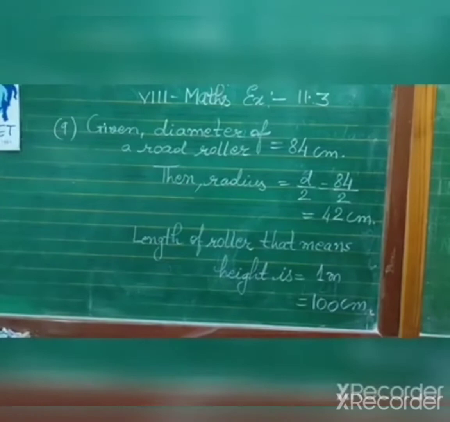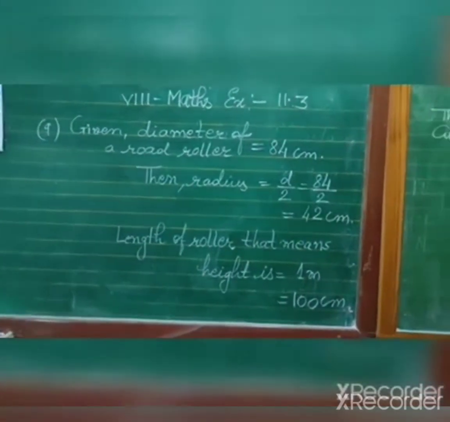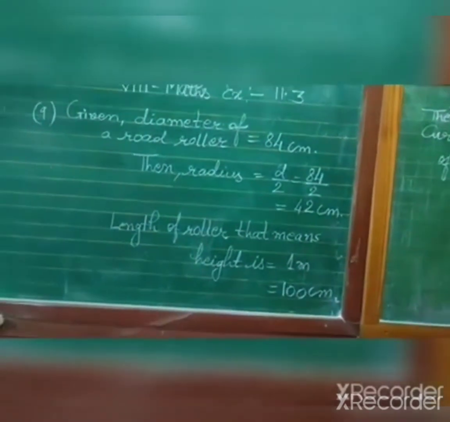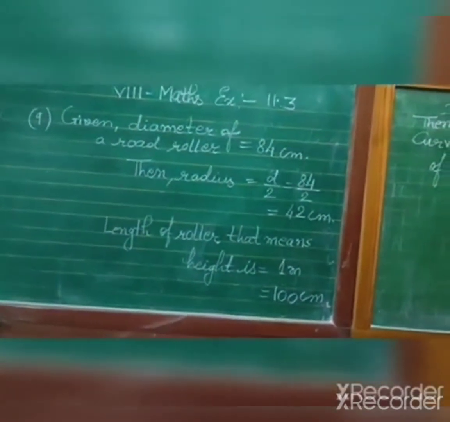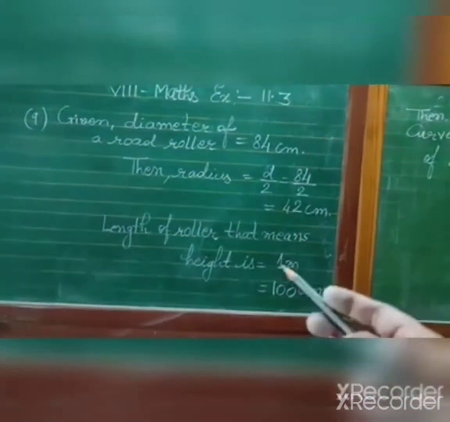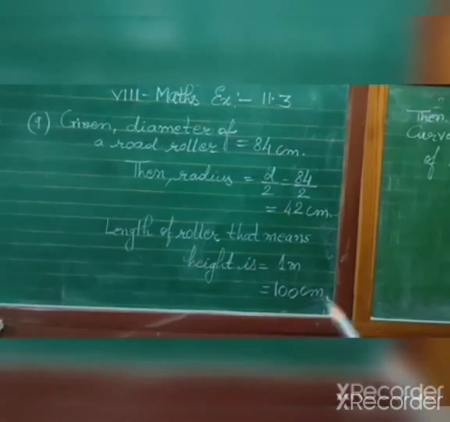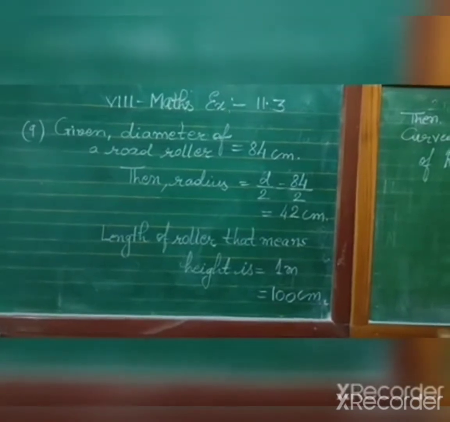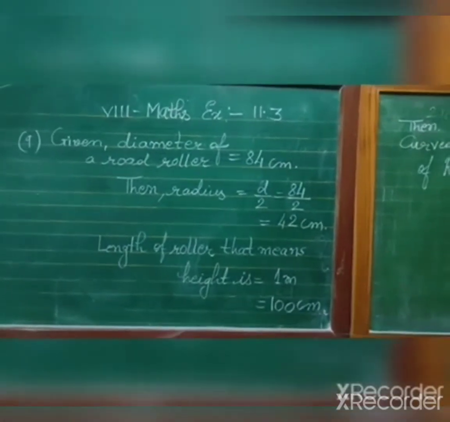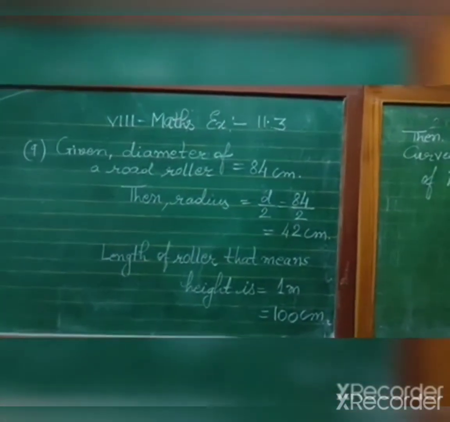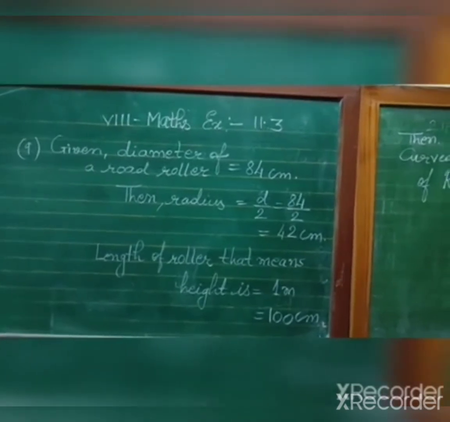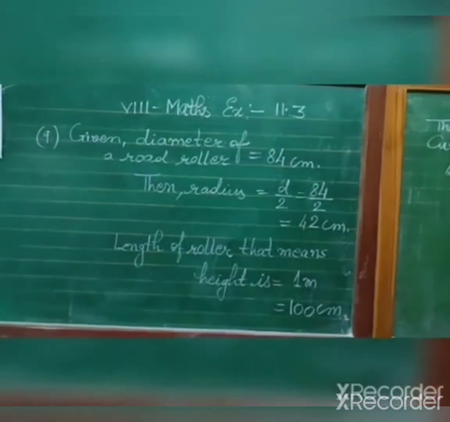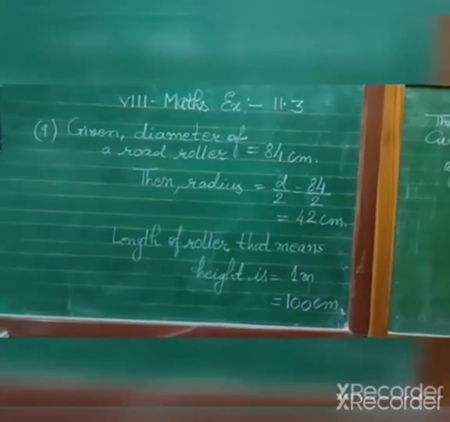See here, the given diameter of the road roller is equal to 84 centimeter, then radius equals d by 2, 84 by 2, 42 centimeter. The length of the roller, that means height, is, by mistake I have written an equal sign, so you can cut the equal sign or cut is. From both you can cut one thing. Okay, so the length of the roller, that means height, is 1 meter, that means 100 centimeter, because the radius is given in centimeter. So the same units should be there.